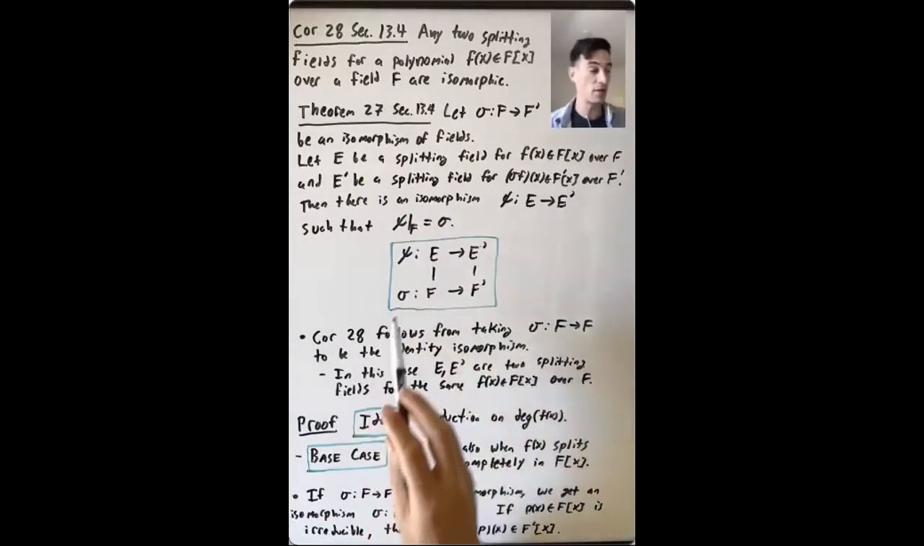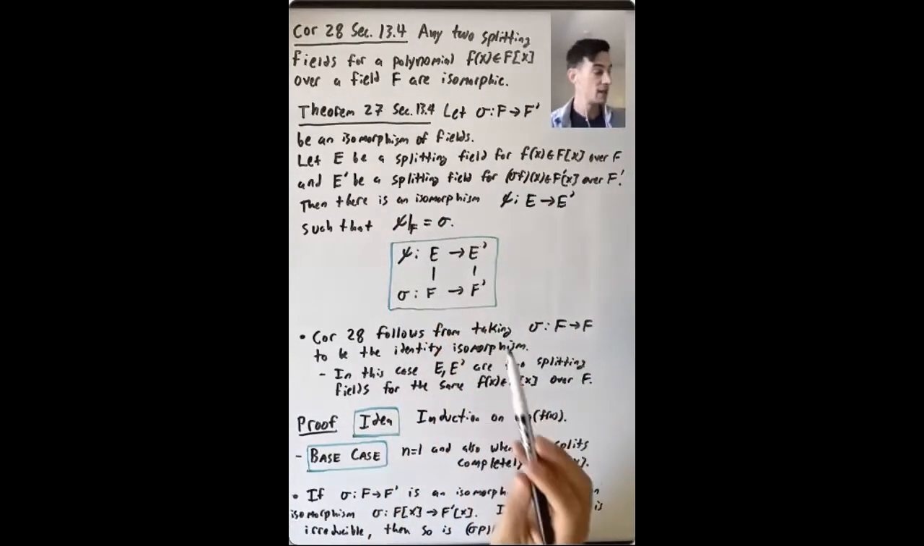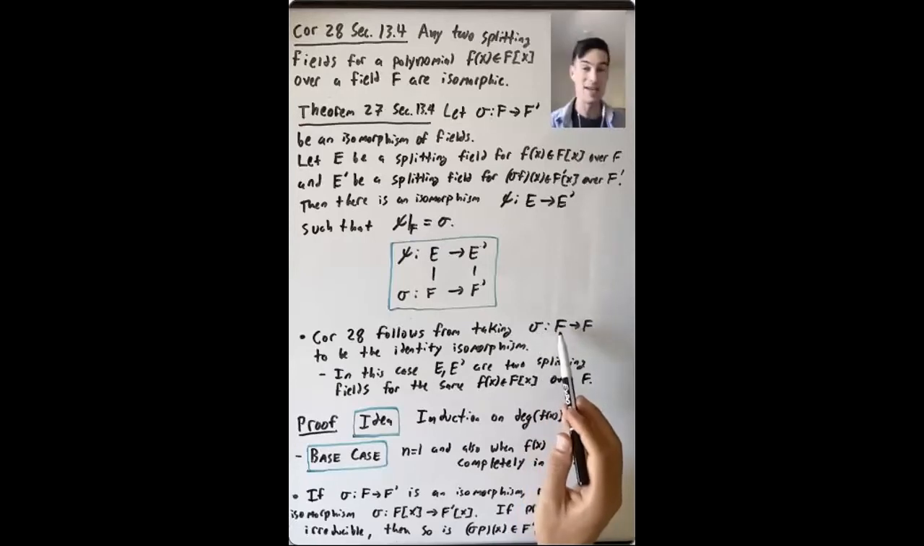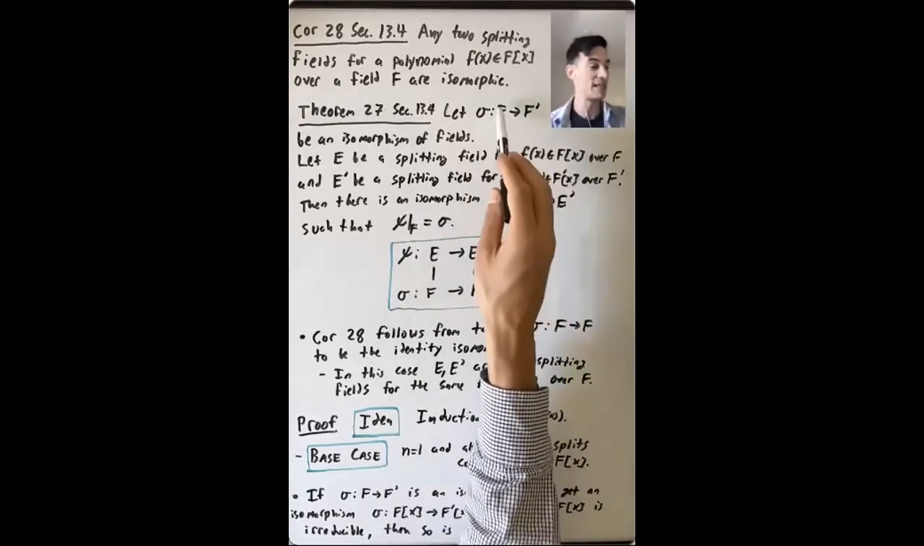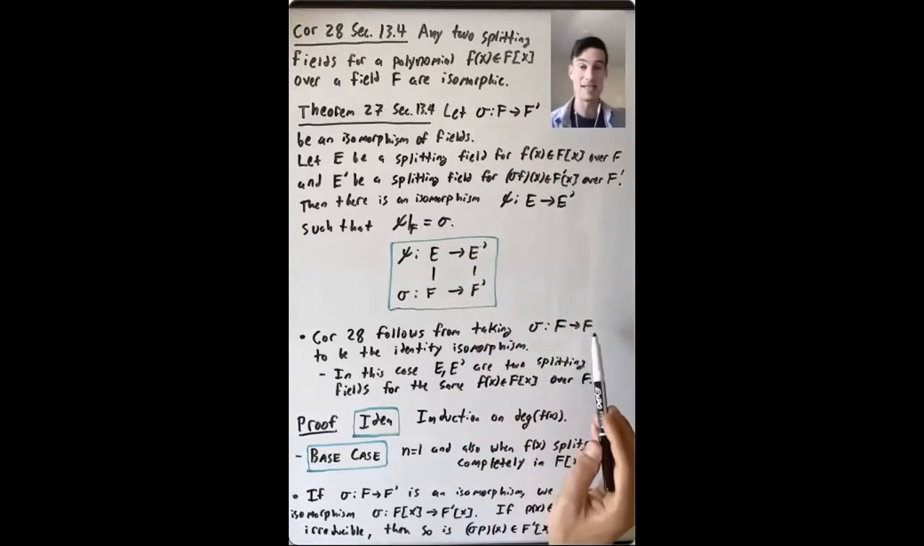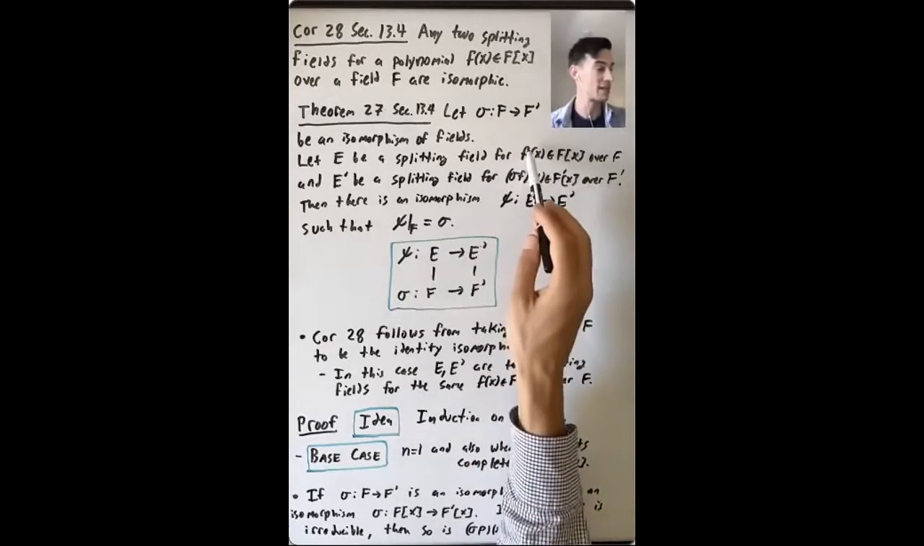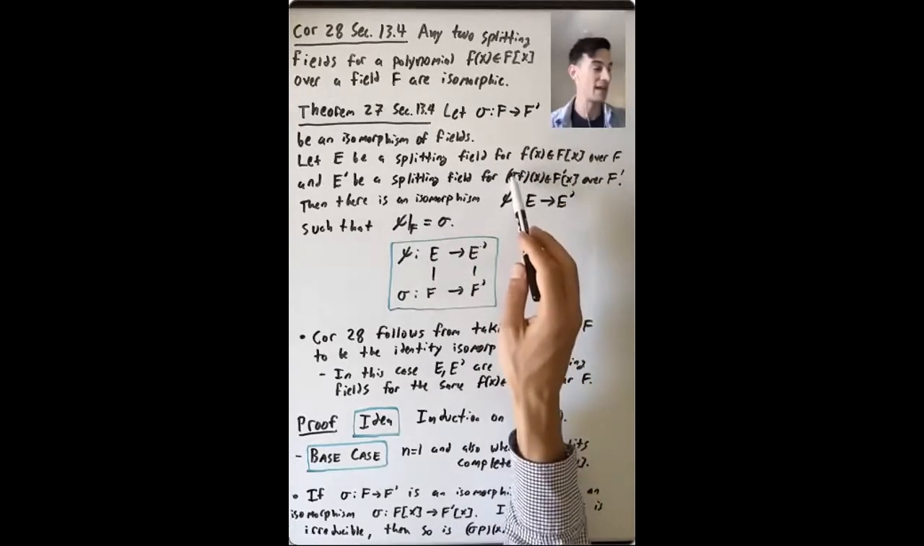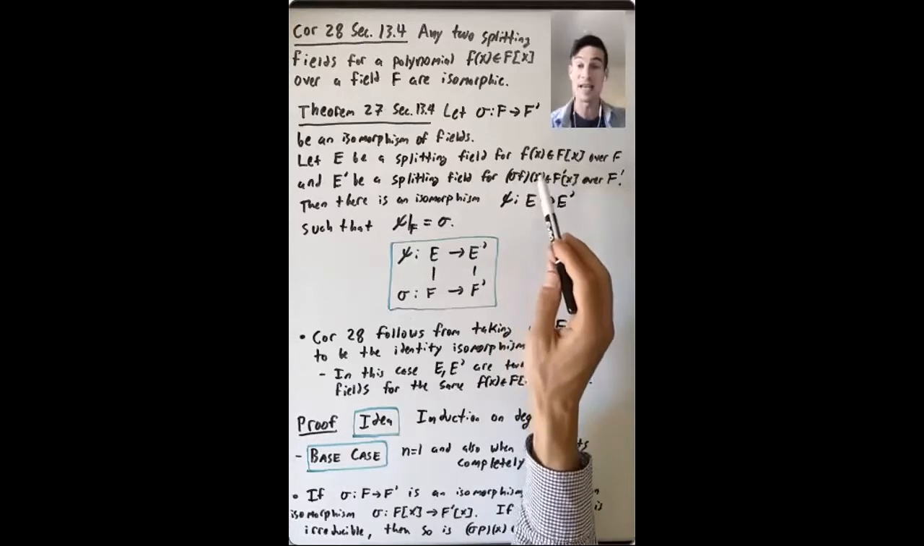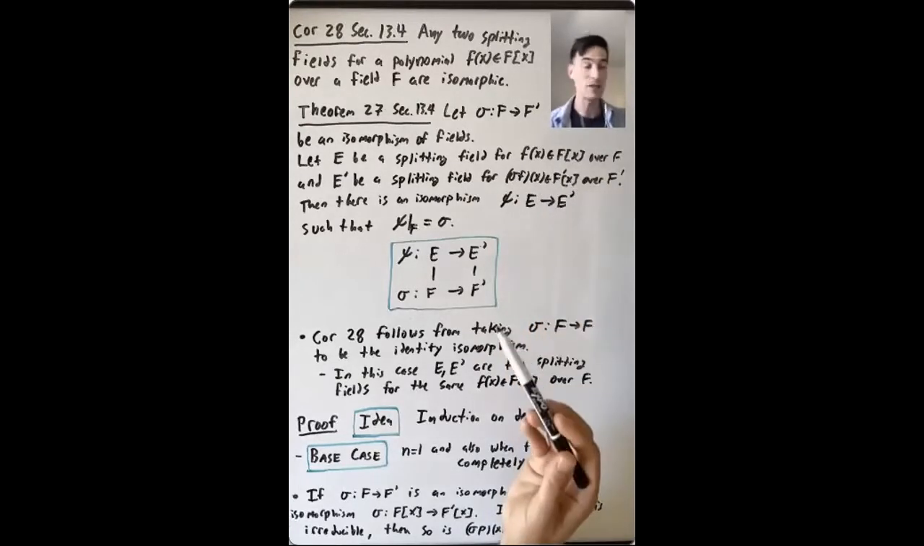Corollary 28 follows directly from theorem 27, taking sigma to be the isomorphism given by the identity map from F to itself. So F prime is equal to F and sigma is the identity. So that means that this polynomial f of x and sigma of f of x are the same polynomial. So in that case, what are we saying?